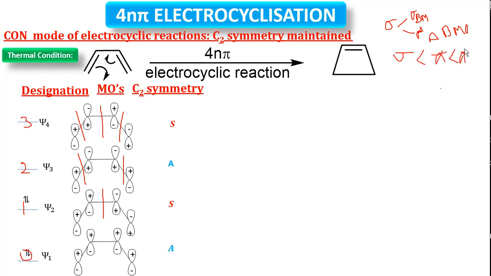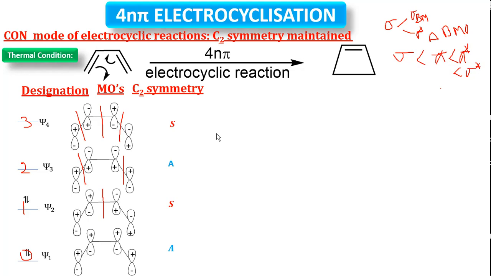Here, sigma is always the strong bond, that means it has low energy, then pi bond, then pi star, then sigma star. This is the energy order of the molecular orbitals. Sigma bond is less energetic than pi, pi is less energetic than pi star, and pi star is less energetic than sigma star.